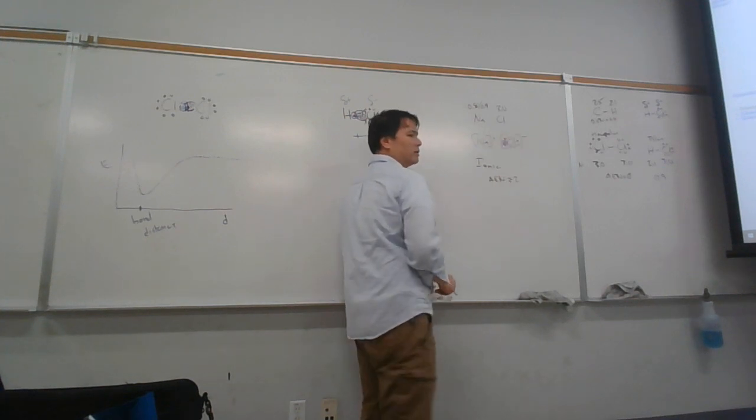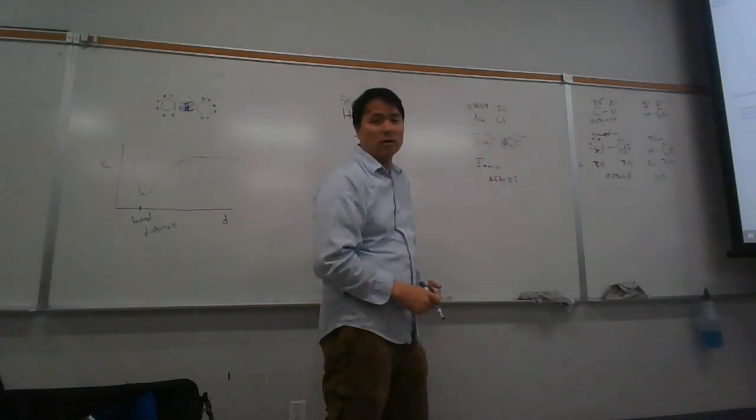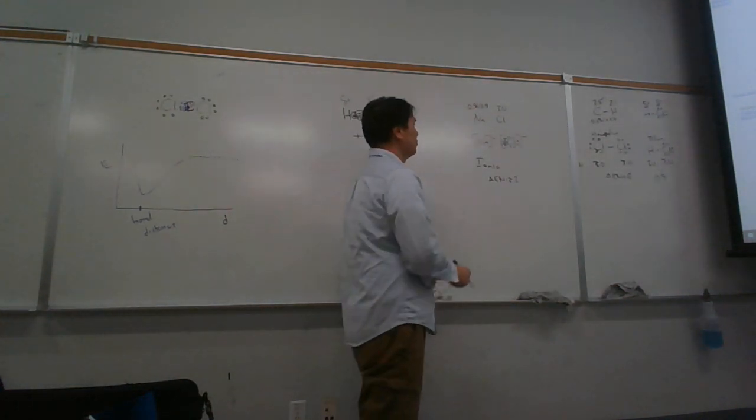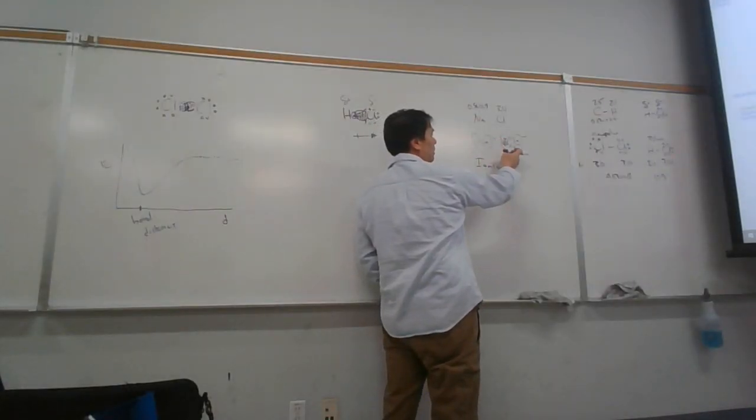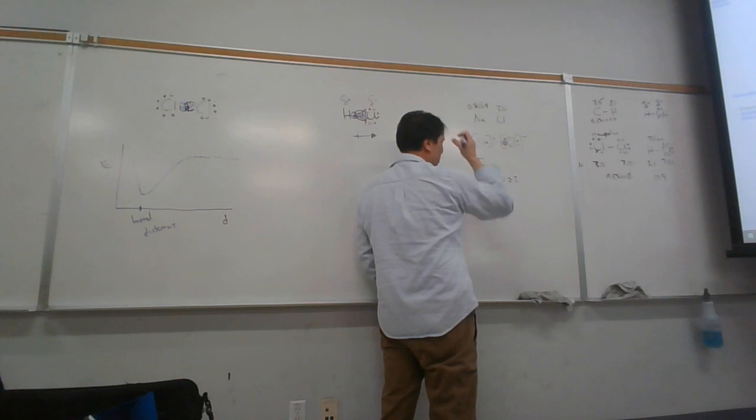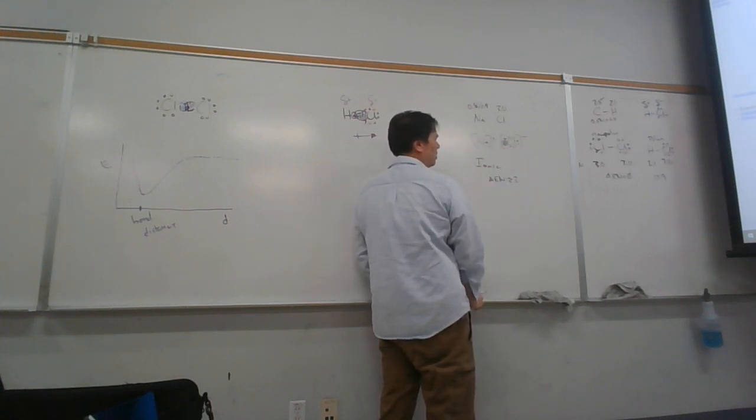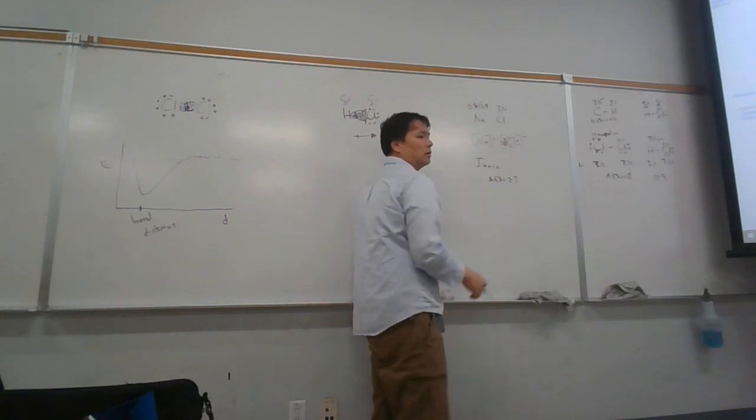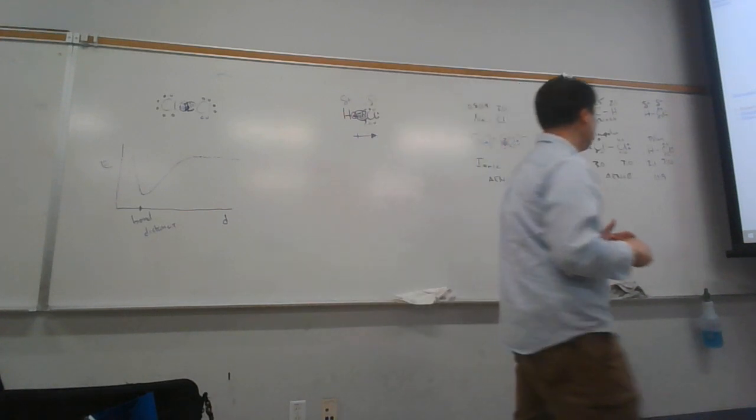And so what's holding it together then? There's no sharing. What's holding it together are the full charges. This is not a partial charge. This is a full positive and full negative. And so we have an ionic bond. An ionic bond is attraction between oppositely charged particles. So that's what we see here. And so all the bonds are electrical in nature.